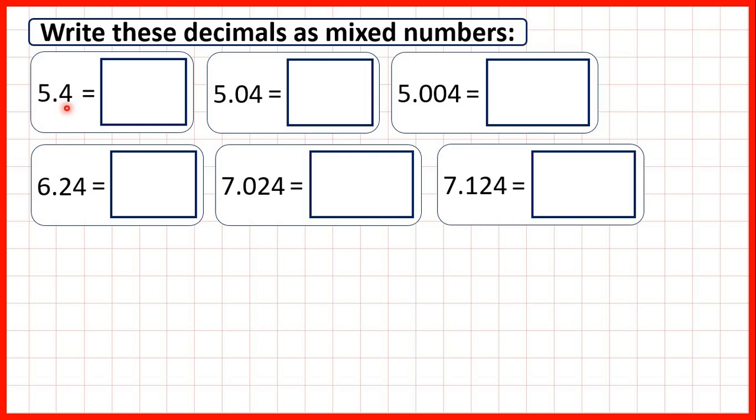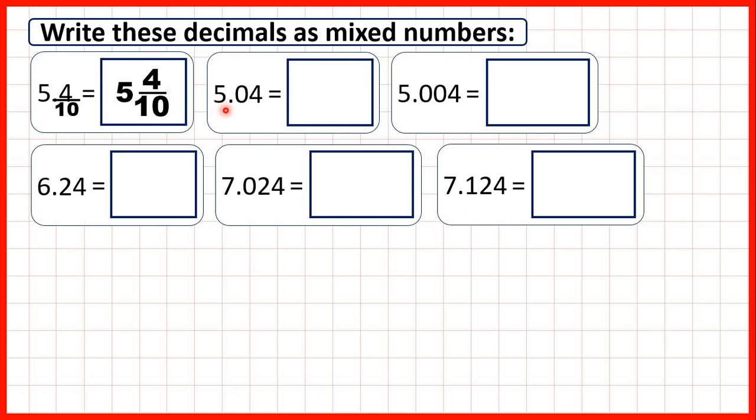So if we have one digit after the decimal point, what we can do is draw a line across from the decimal point and write a denominator of 10. So 5.4 is 5 4/10 as a mixed number.